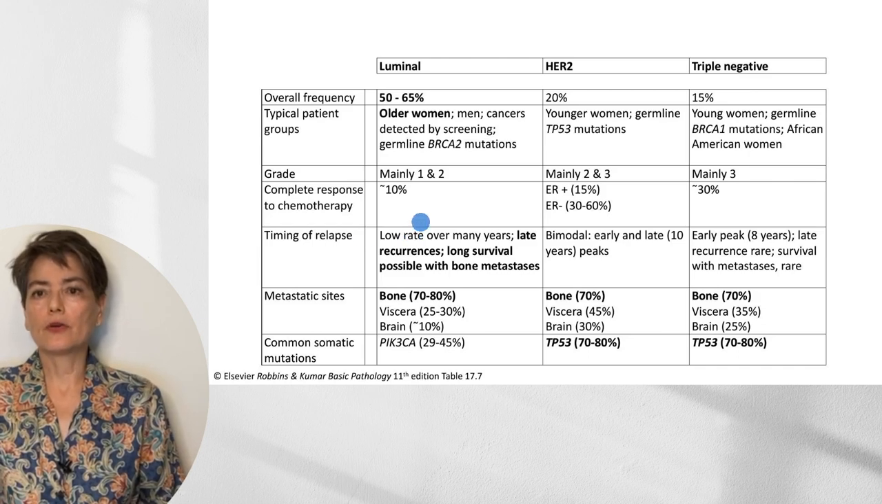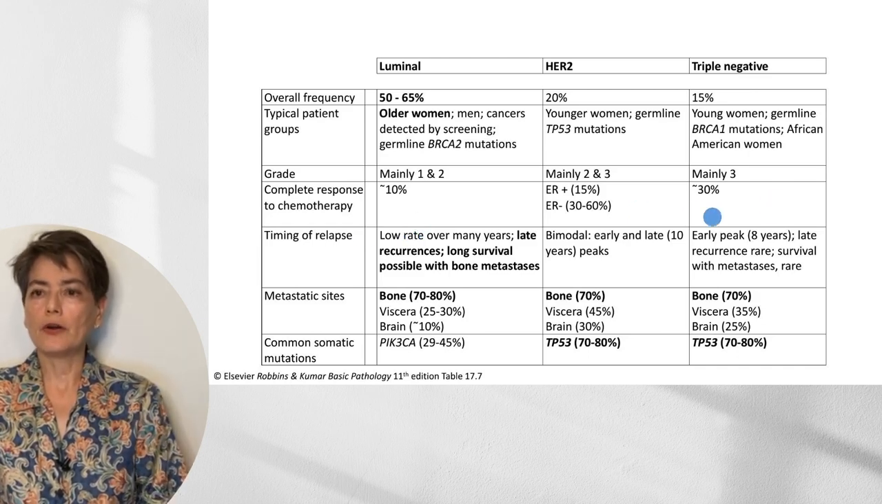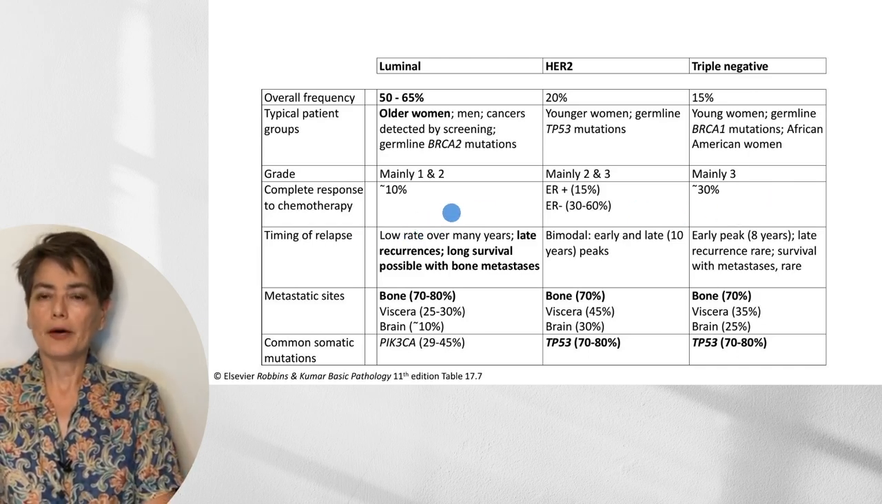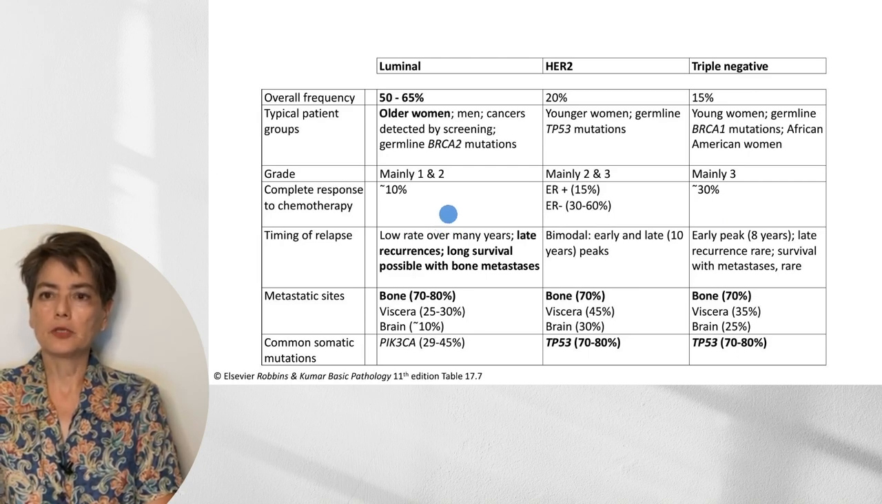And we can see here the response to chemotherapy also varies across these tumors, with about 10% of luminal tumors responding, 15% versus 30 to 60%, depending on whether ER is positive or negative, because as you recall, for HER2 tumors, they can be either ER positive or ER negative. And then our triple negative tumors respond about 30% of the time.